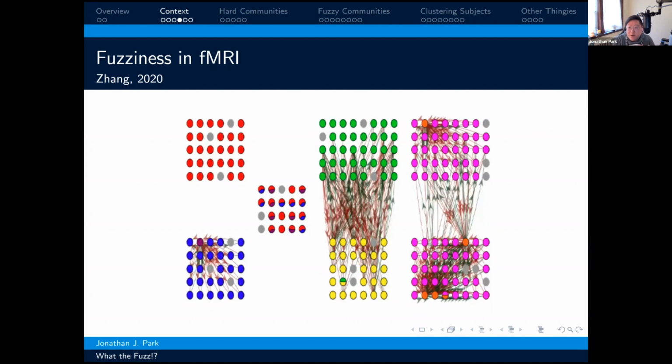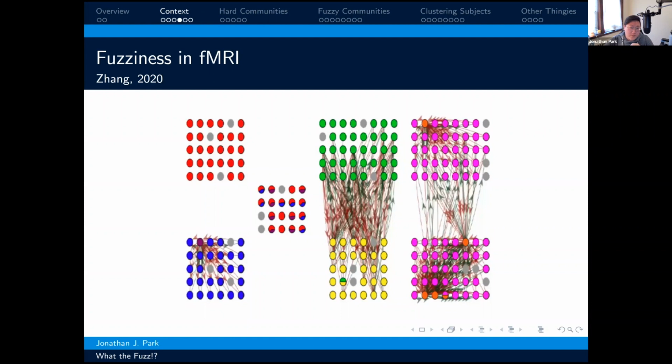That is to say that a specific ROI doesn't necessarily belong to just one and only one network. It's probably involved in multiple networks. And so in that way, that particular ROI is fuzzy in its membership. It's not necessarily part of only one network or the other network. It belongs in multiple ones.